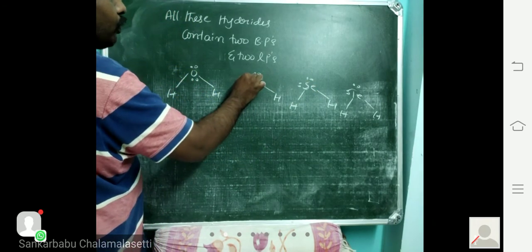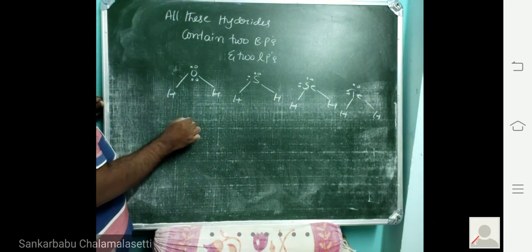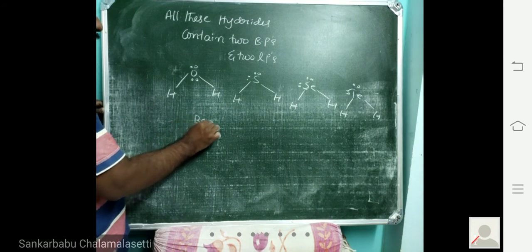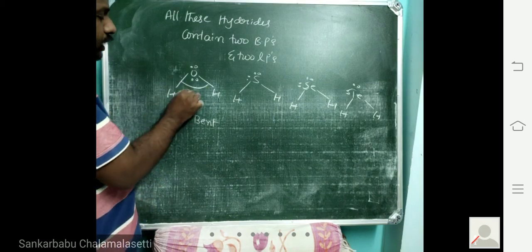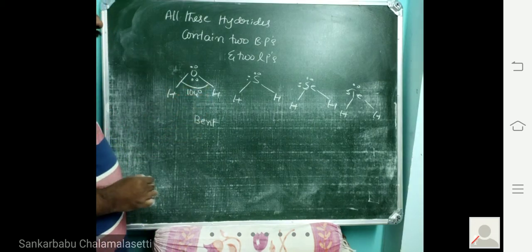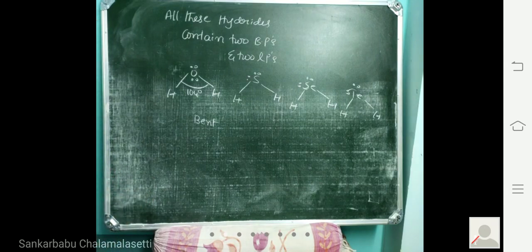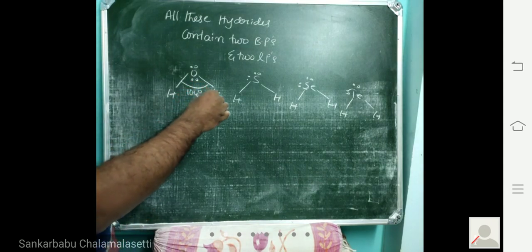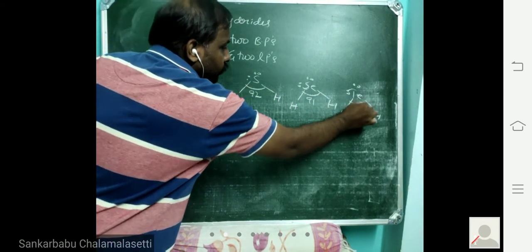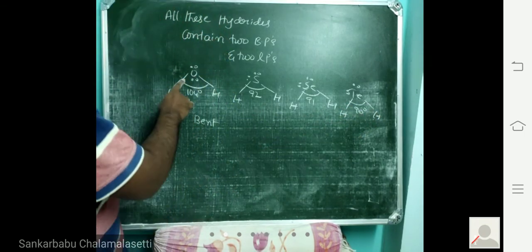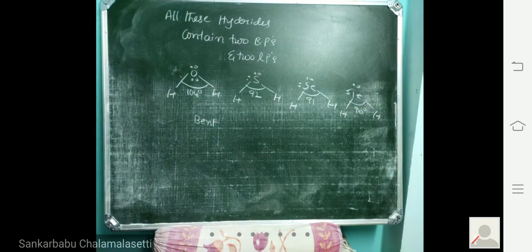When it contains two bond pairs and two lone pairs, then the geometry of the molecule is bent or angular. All these molecules have bent or angular geometry. In this case, the bond angle is 104. We know in the water molecule, the bond angle is 104. In the others, the bond angle is 92, 91, and 90. So from H2O to H2Te, the bond angle gradually decreases.